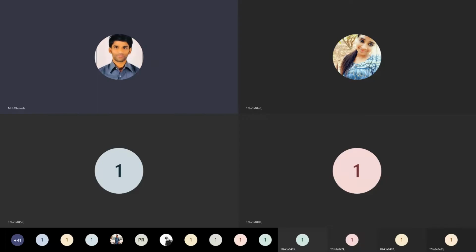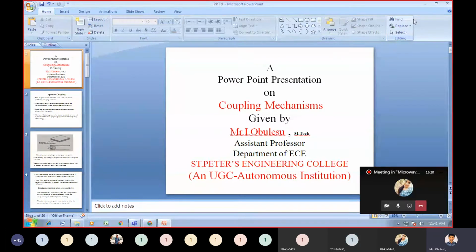By using some coupling mechanisms, among which we had probe and loop. So from those, how to remove energy from the waveguides. We already discussed how to remove the energy from the waveguides. With the help of probe and with the help of loops, we will be able to remove the energy from the waveguides.